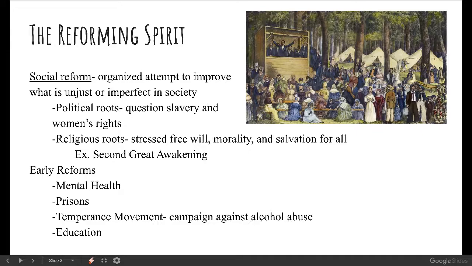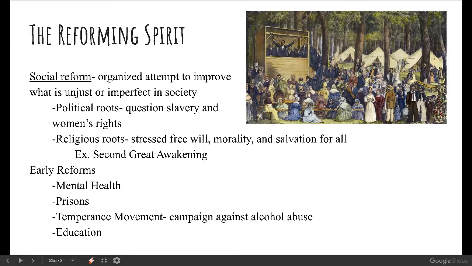So the reforms that we're going to be seeing in this antebellum period have two major roots. First are the political roots, and those come mainly from people starting to question slavery and women's rights. We talked about a few times ago that we see the expansion of things like suffrage in this period, but there were a lot of groups that were left out of that equality. So those are going to be slaves and women.